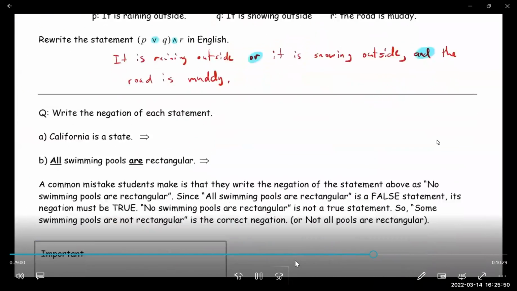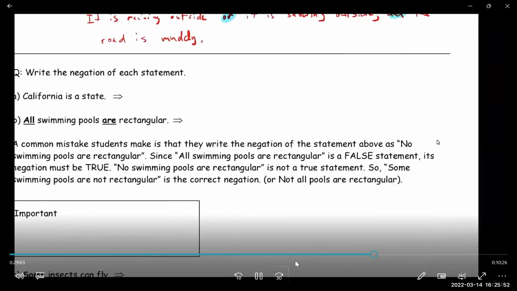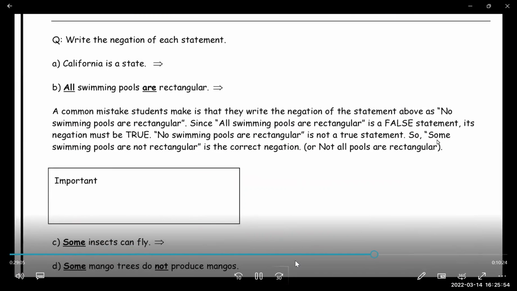All right, let's look at this one. This is the last page. Write the negation of each statement. So how do we negate the statement? Anybody know what that would say if we were to negate it? Well, you would just write the not. California is not a state. That would be the negation of that statement.